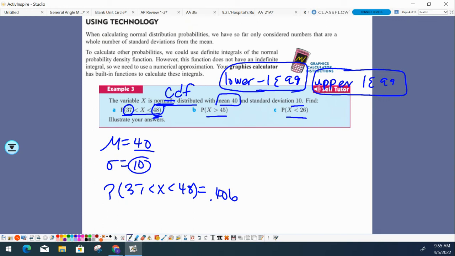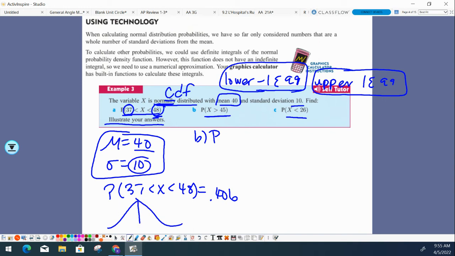All right, we'll use this for all of our ABCs. For letter B, we want it to be greater than. Oh, notice it said it wants us to illustrate your answers. Big thing here, we want to put our mean at 40.